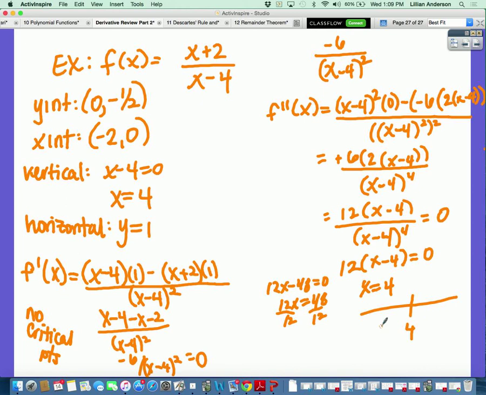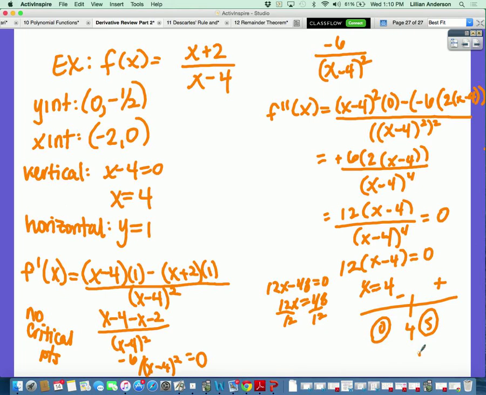So I'm plugging in the numbers 0 and 5, or 1 and 5, 3 and 5. I'm plugging 0 into the second derivative, which is located right here. I end up getting a negative, and then a positive. So that means that I'm concave down from 0 to 4. So this is what we have here when we test these points.